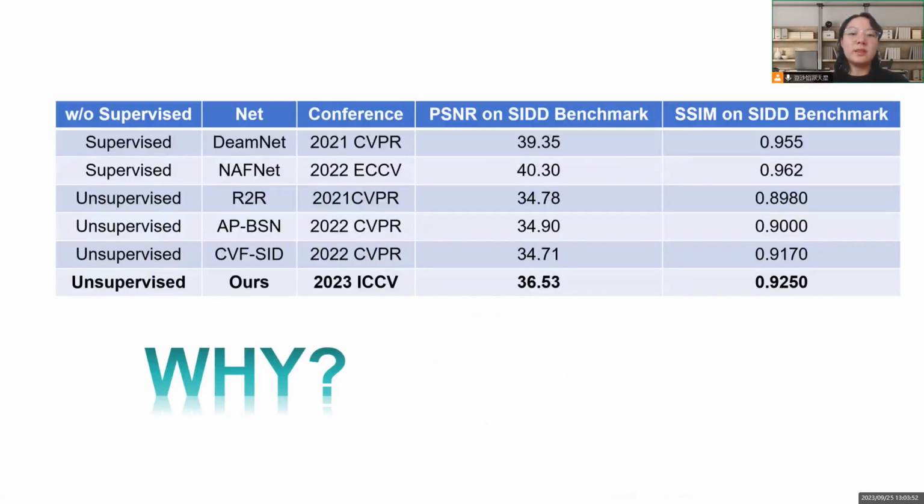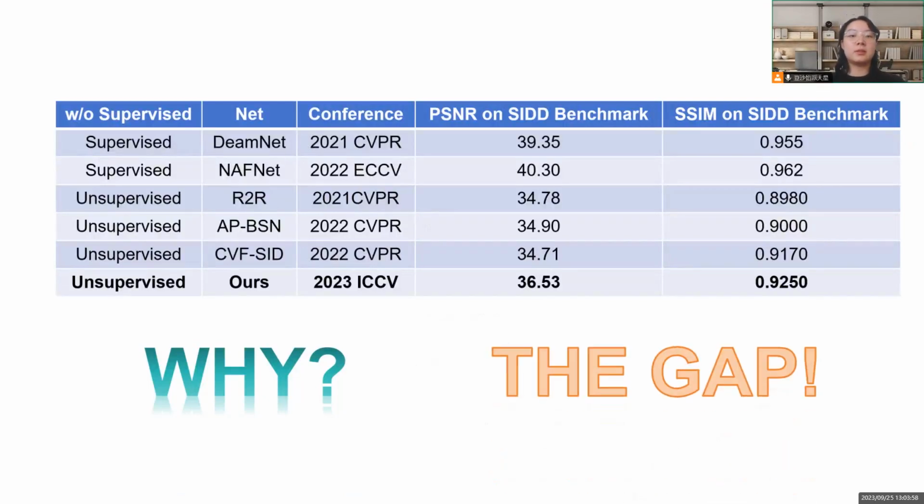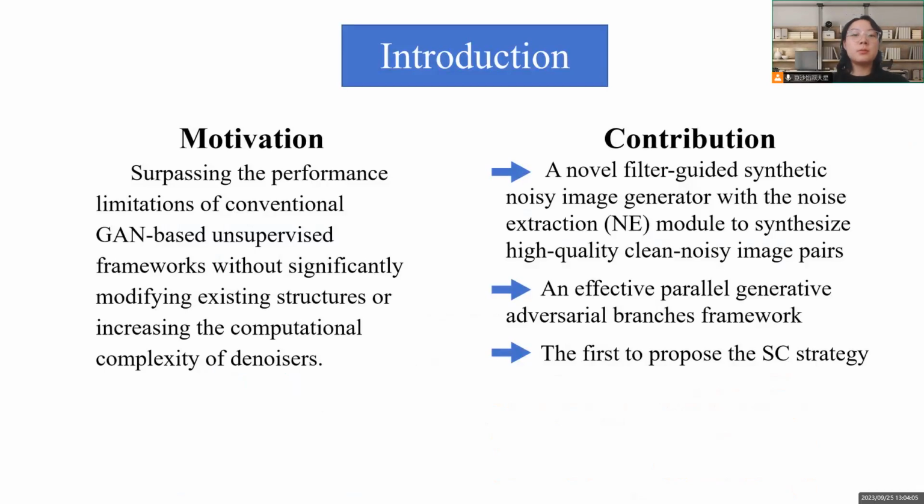So what is the reason that causes this phenomenon? The answer is that there is a gap between the synthesized noisy image and the real noisy image. In our work, we are motivated to surpass the performance limitations of conventional GAN-based unsupervised frameworks without significantly modifying the existing structure or increasing the computational complexity of denoisers.